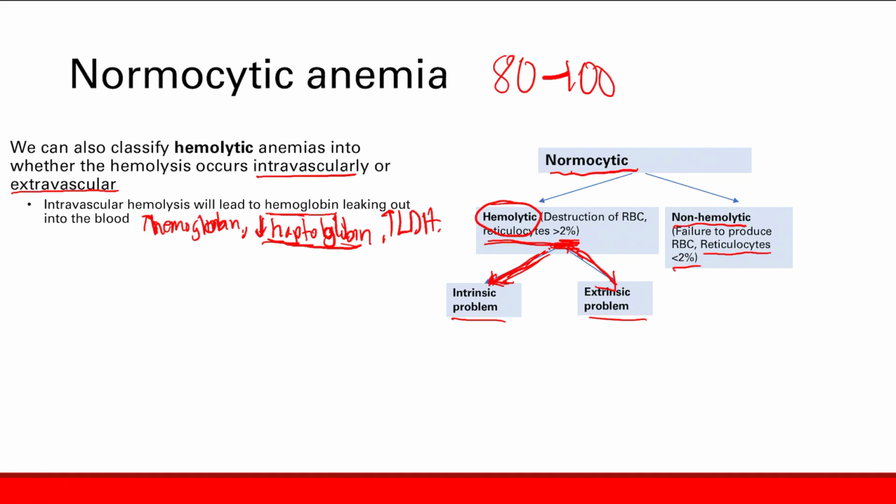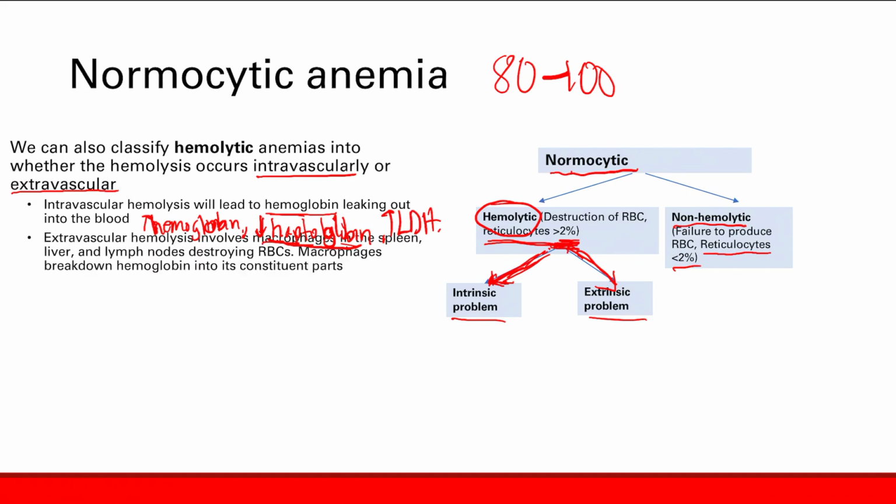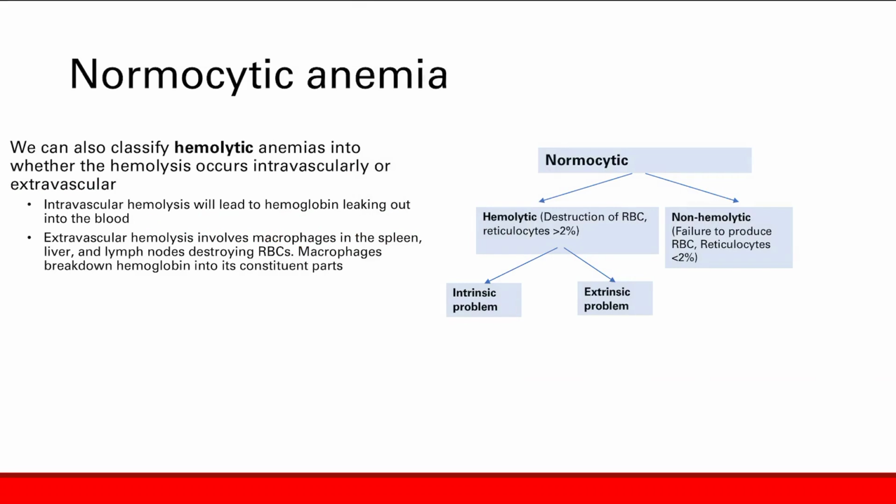So next is extravascular hemolysis. Let's clear our drawings. Extravascular means it's not in the vessels. Where it happens is in the spleen, the liver, and the lymph nodes. We call it the reticuloendothelial system because there are these macrophages here. Macrophages in the spleen, the liver, and the lymph nodes will destroy the red blood cells.